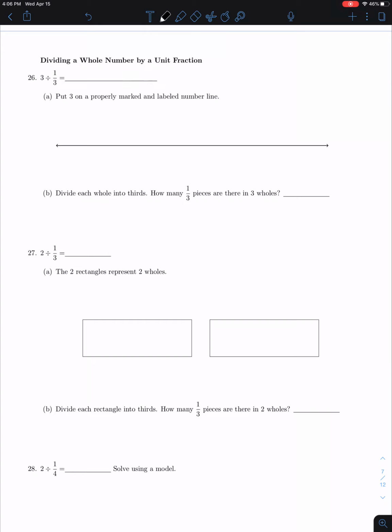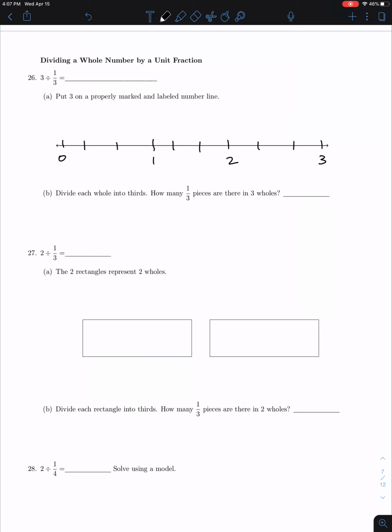We started off the same way, but instead of graphing the fraction first, we're going to graph the number 3. So in this case, I've got 0, 1, 2, and 3. Now what we want to do is divide each of these whole numbers into thirds. So we want to break each one of these up into chunks of 3 so we can get the right fraction. That means I need 2 lines here, 2 lines there, 2 lines there.